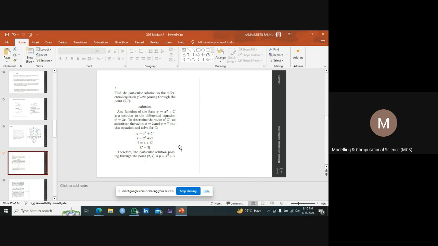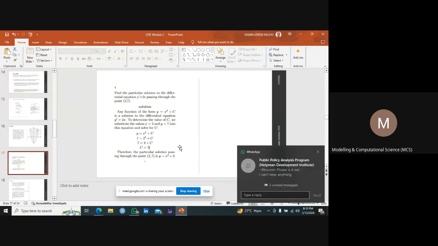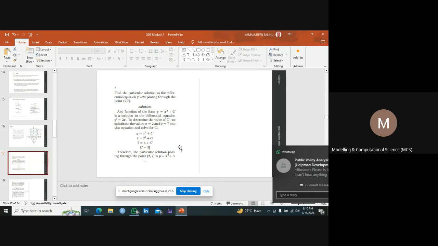So in summary, when we want to find a general solution to a differential equation, after solving everything, you realize that your solution has an arbitrary constant. While when you are solving for a particular solution, after solving everything, you realize that you have a solution without an arbitrary constant.